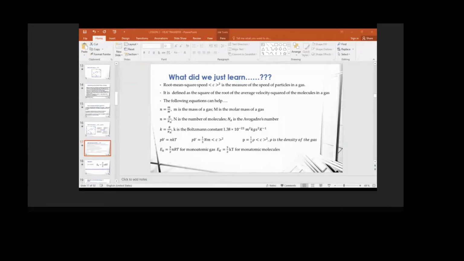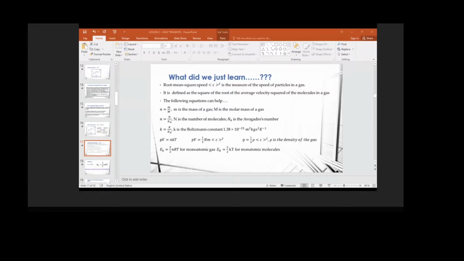Then the second equation can find the same mole by dividing capital N by Na. And we know capital N now is the number of molecules of the gas, and Na is Avogadro's number. So if we divide the number of particles or the number of molecules of the gas over Avogadro's number, we also can get the number of moles of the gas.